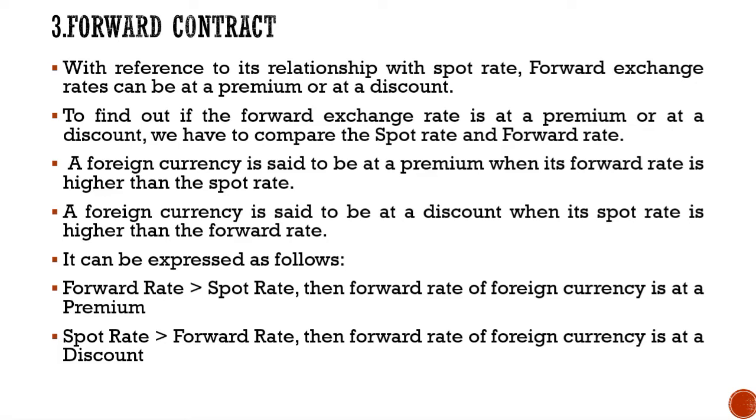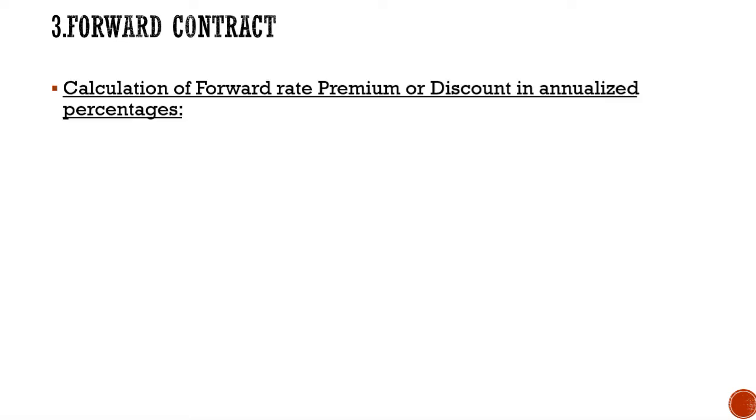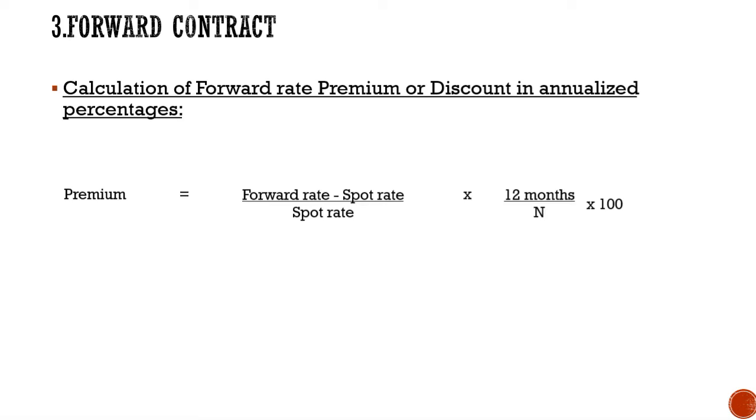So a forward contract can be at a premium as well as a discount. Now, the calculation of forward rate premium or discount in annualized percentage form. These are the two formulas. Forward premium is equal to (forward rate minus spot rate) upon spot rate, into 12 divided by n, where n stands for the number of months you're going to forward it by, into 100.